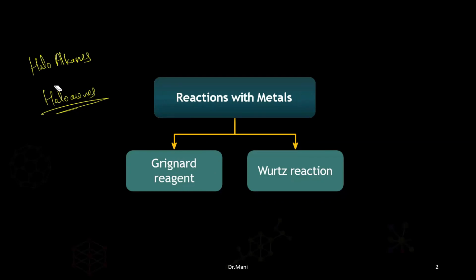So if you see the arenes, mostly it's the reaction with the metals. There are two: one is the Grignard reagent and the other is the Wurtz reaction. So let's see what they are. What is this Wurtz reaction?